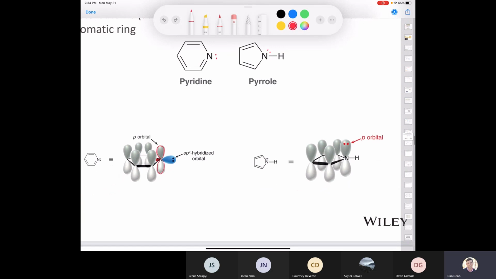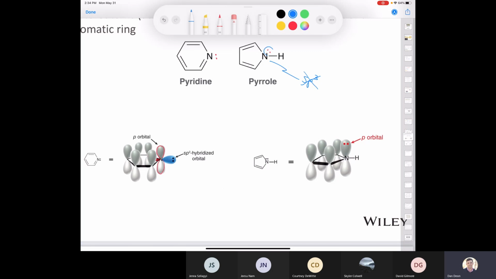If you look at the lone pair in pyrrole, it's actually in a p orbital. Okay? This nitrogen, you might look at it and say, well, come on, it's got a steric number of 3... 1, 2, 3, 4. Shouldn't it be sp3 hybridized? Well, here's the news. It's not sp3 hybridized.